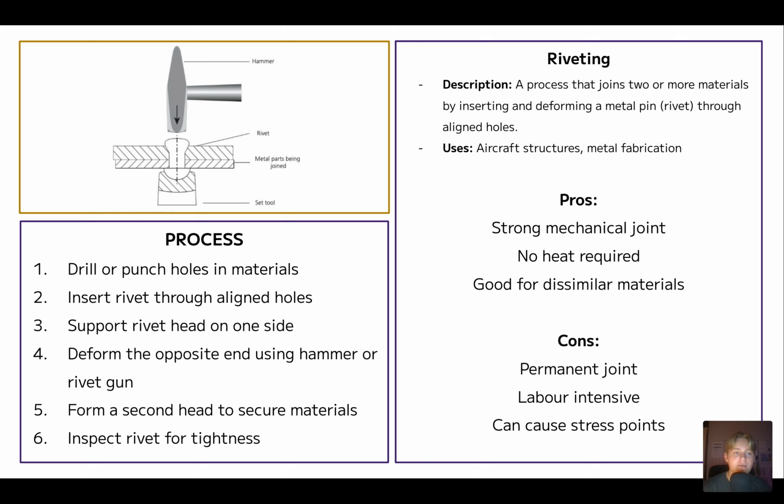So the process you describe in your exam would be drilling or punching holes in the material and then inserting a rivet through those aligned holes, at which point you can then support the rivet head on one side and deform the opposite end using a hammer or rivet gun to form a second head to secure the materials.